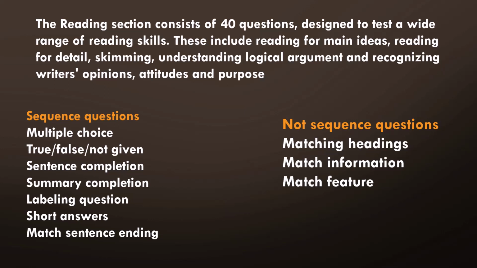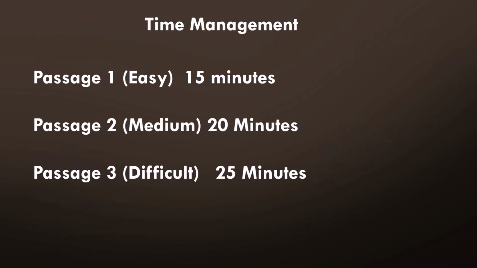For example, there is a possibility that in matching headings you get the answer to question number one in the second paragraph, and the answer to question number two in the first paragraph. So in not-sequence questions, the answers will be in different areas. Try to highlight and identify sequence questions and those which are not in sequence. The strategies for these questions will be shared in this video, that is, how you will deal with those questions which are in sequence and those which are not.